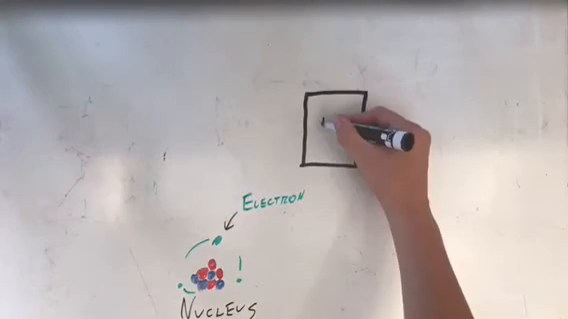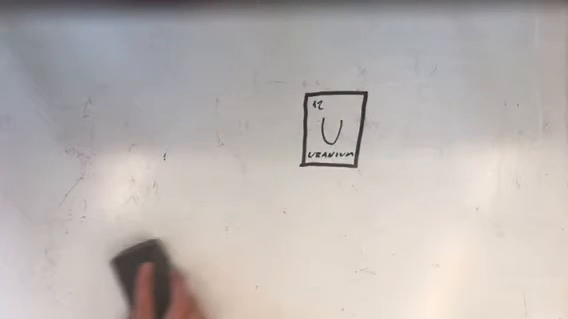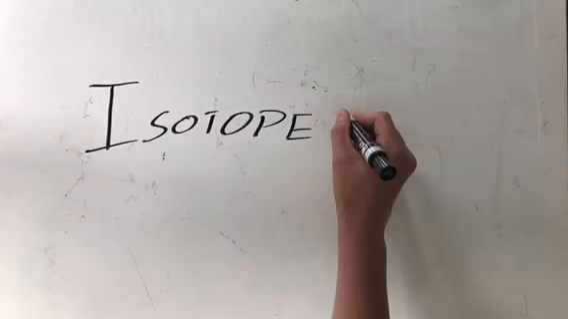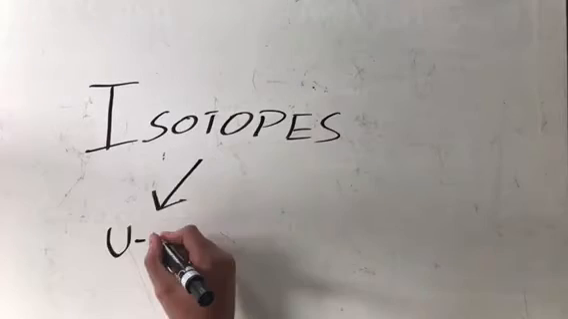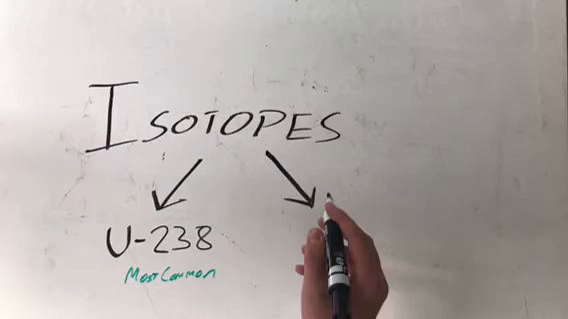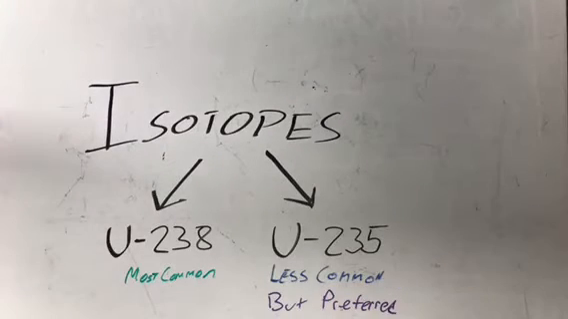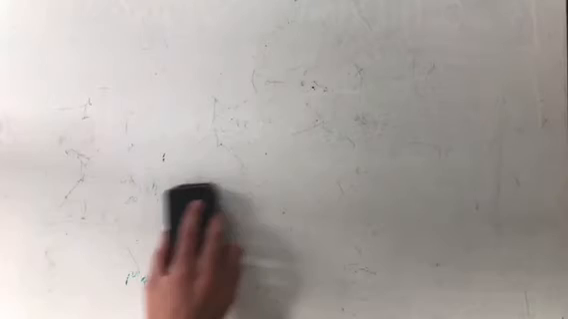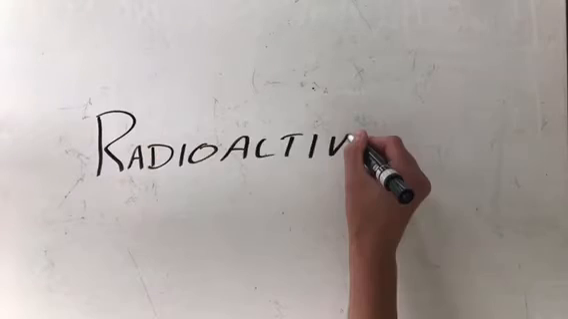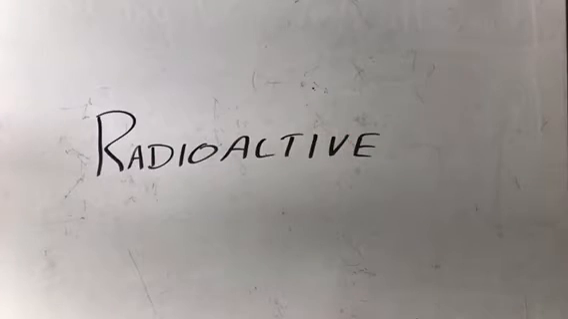Uranium is the element most commonly used in nuclear reactions because of its ability to break down and release energy. When there are different amounts of neutrons in the nucleus, different types of that atom are called isotopes. Uranium comes most often in the U-238 isotope, but U-235 is more preferred because of its ability to fission easily. These isotopes of uranium are radioactive and emit radiation in high-energy particles.